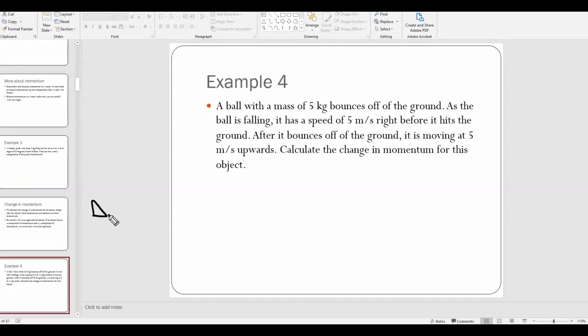Okay, so change in momentum is very simply the final momentum minus the initial momentum. And so this should be a very simple calculation as long as you correctly identify everything that's given. Now, of course, we have the mass, which is 5 kilograms, and we have two velocities, an initial velocity and a final velocity. In this case, when we say initial and final, we mean before the bounce and after the bounce. So as the ball is falling, it's falling with a speed of 5 meters per second. But speed and velocity are not the same thing. Velocity is a vector, and vectors have direction.